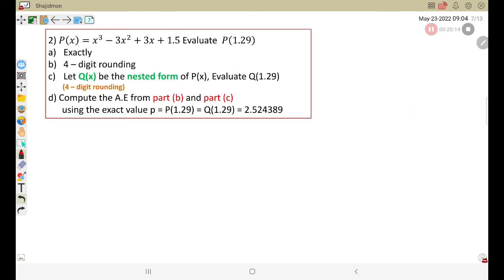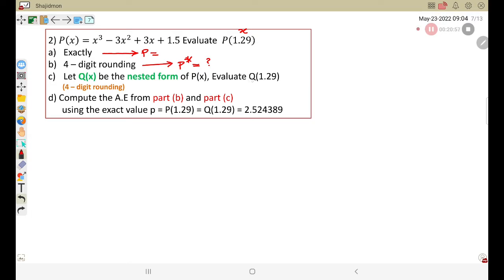P of x equals x power 3 minus 3x power 2 plus 3x plus 1.5. Evaluate the polynomial value at 1.29. The x number is 1.29 here. First we need to do it exactly. Exactly means we need to calculate what the P number is. 4 digits rounding, that means we need to calculate what the P star number equals. And the third part is the important part. Let capital Q of x be the nested form of P of x. That means we write our polynomial in nested form. I will explain how we write the nested form when we do it.